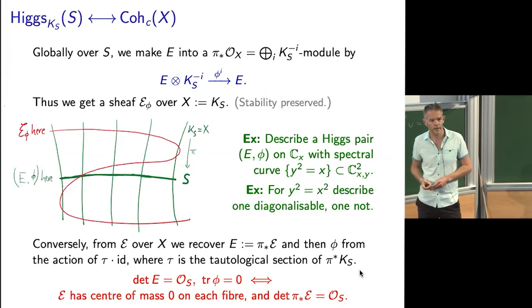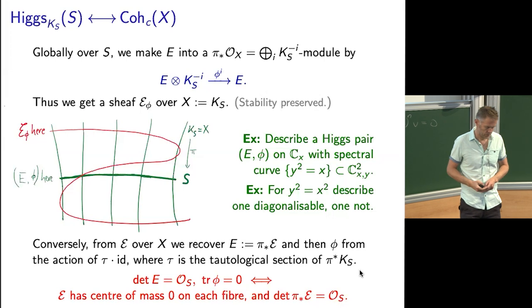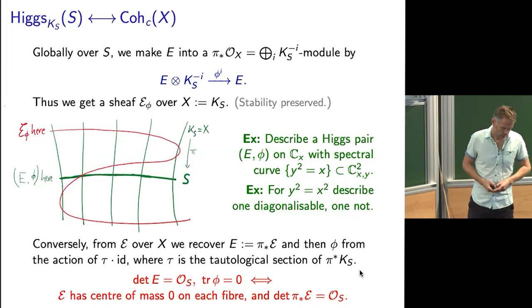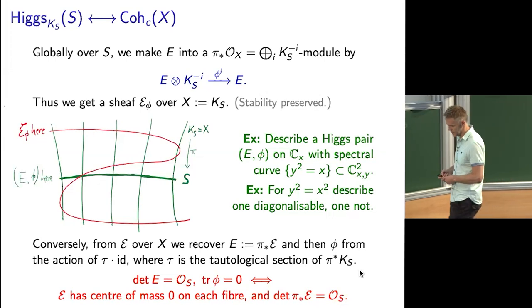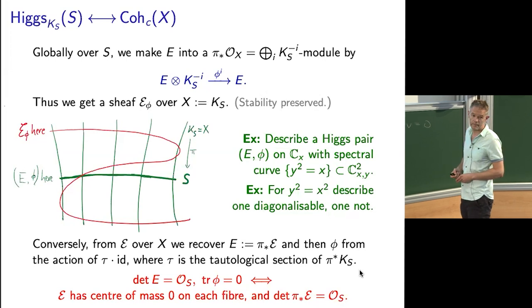Yeah. You have a question. Does the spectral construction work more generally with an arbitrary line bundle instead of the canonical bundle? Yes, it does. There's nothing special about the canonical bundle here.